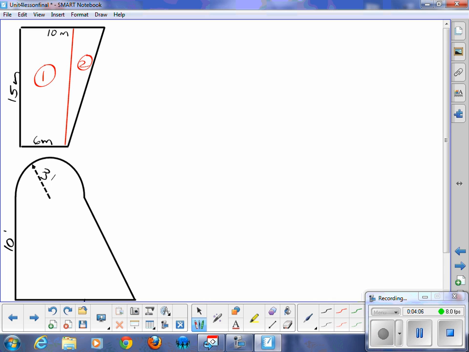So area 1. Area 1 is my rectangle, all right? So I'm looking at that area right there. It's a rectangle, so it's going to be length times width. Doesn't matter the L and W. So I'm going to end up with 6 times 15. And it is measured in meters, so what does that give us? 6 times 15, 90 square meters, or 90 meters squared.